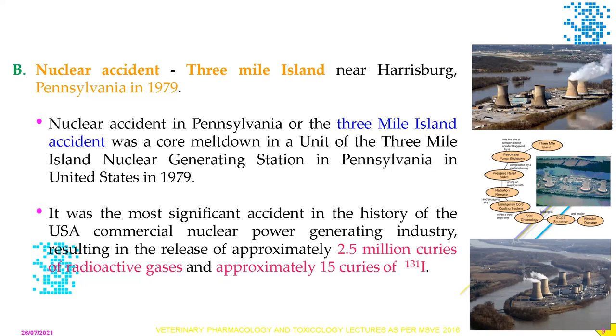This resulted in the release of approximately 2.5 million curies of radioactive gases and approximately 15 curies of iodine-131. Both of these are highly hazardous radiation-generating substances. With such vast radioactive gases released, the people of that island died. This was a very big disaster, which attracted the attention of the entire world to how modern systems also bring hazards along with benefits.